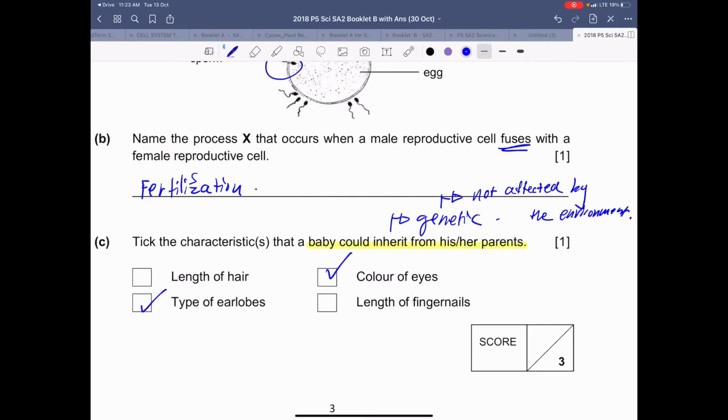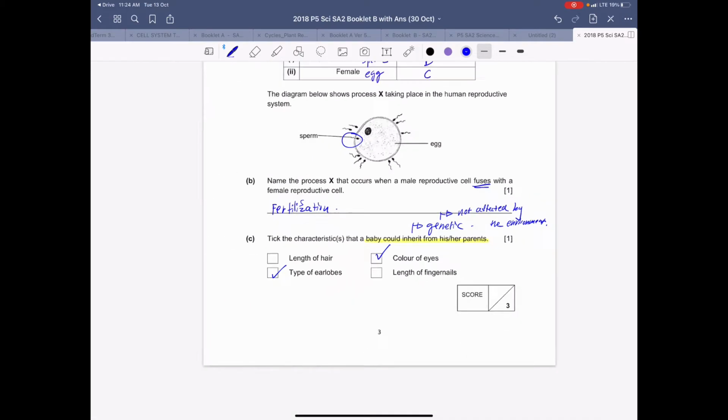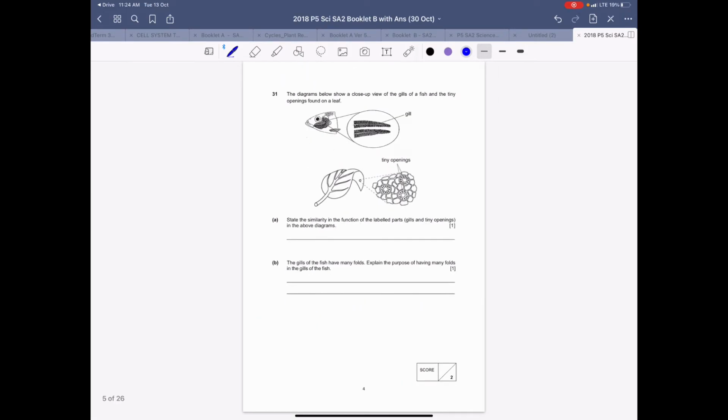So for example, if your environment is very hot, I want to cut my hair short. Let's just say you work a lot with your hands. You are a construction worker or you are an engineer. You cannot afford to have long nails because it will break. Okay? Next.